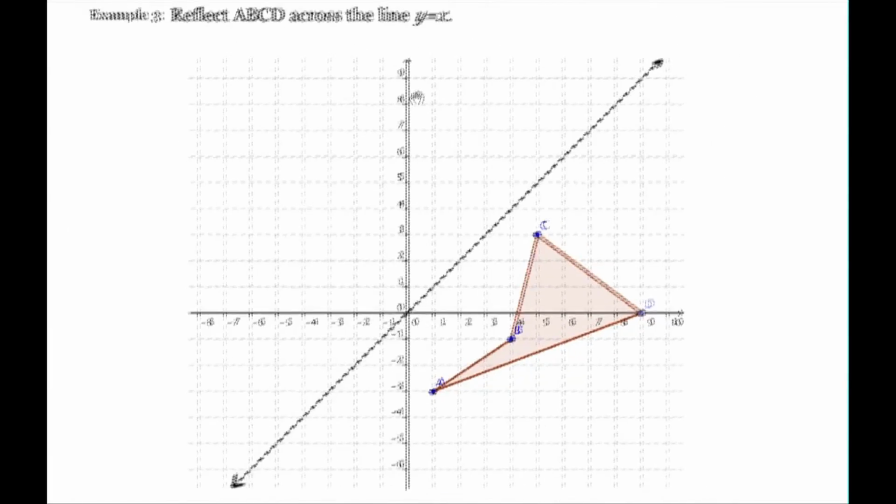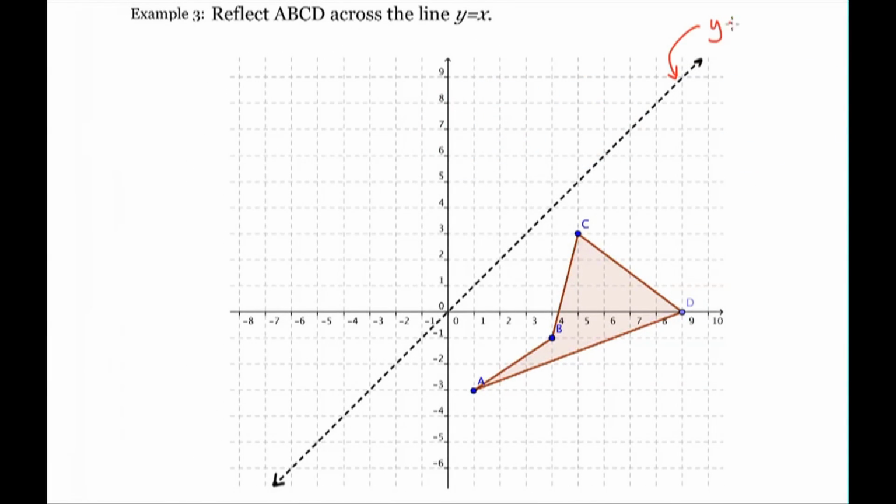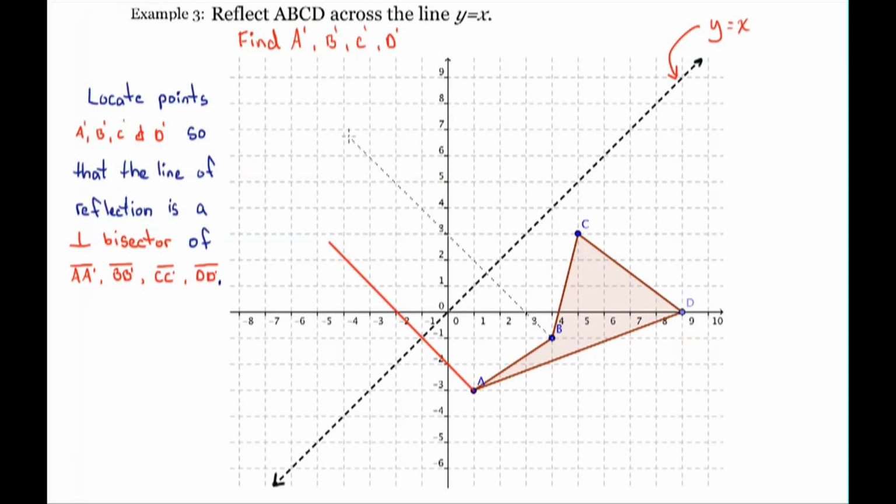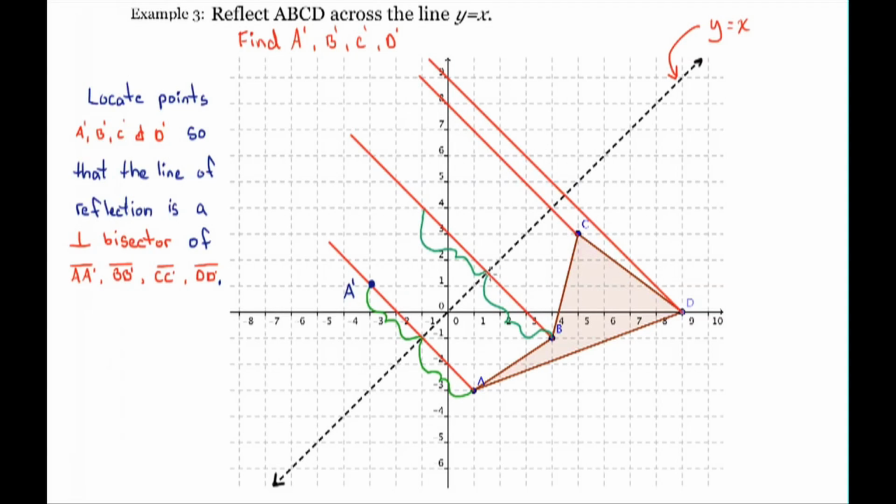Example 3, we're going to reflect this figure across the line y equals x. So we need to find A prime, B prime, C prime, D prime, so that the line of reflection is a perpendicular bisector of the segments A prime, B prime, C prime, and D prime. So if I draw a line that's perpendicular from these points through the line of reflection and find the equidistant point on the opposite side, that would give me my image.